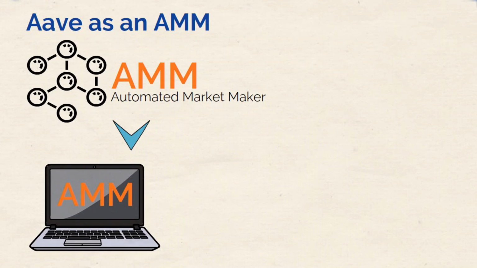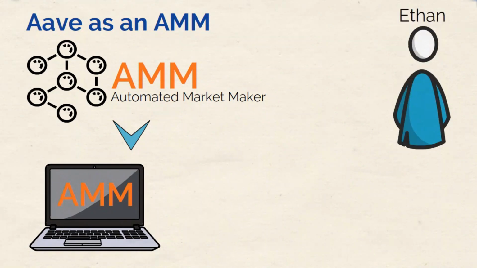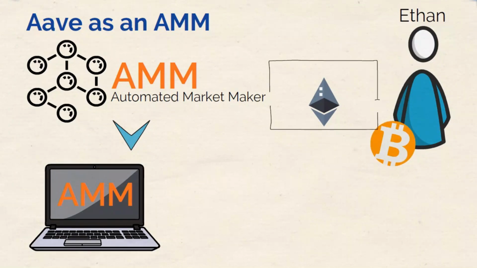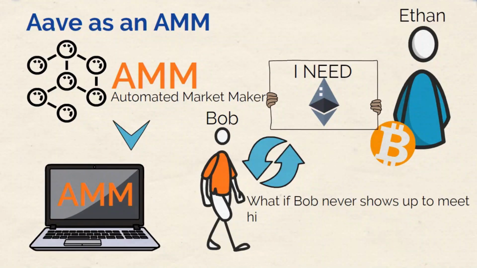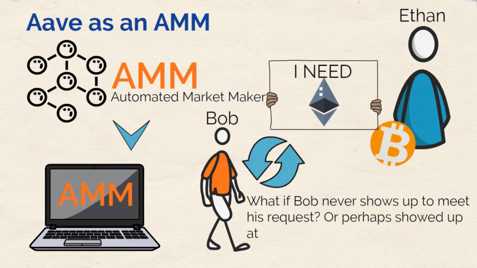To explain what a market maker does, imagine you have a person called Ethan who wants to borrow some Ethereum tokens in exchange for his Bitcoin. In the days prior to modern DeFi, he has to hold up a sign advertising what he's offering and what he wants. Luckily, another person called Bob is walking by and happens to meet all the conditions, so they carry out the exchange successfully. The problem is, I'm describing the best case scenario. What if Bob never shows up to meet his request? Or perhaps showed up at the wrong time?